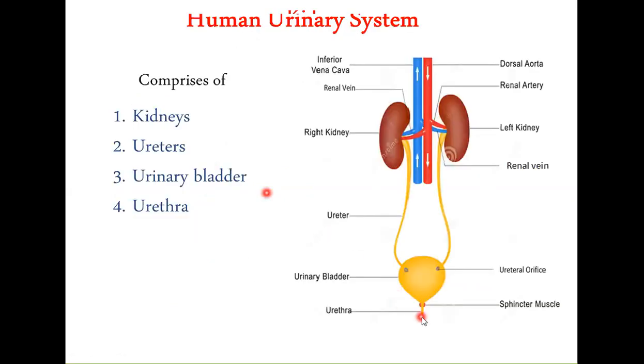As we can see here, at the junction of the urinary bladder and urethra, there is a sphincter muscle. This sphincter holds the urine in the urinary bladder for some time.